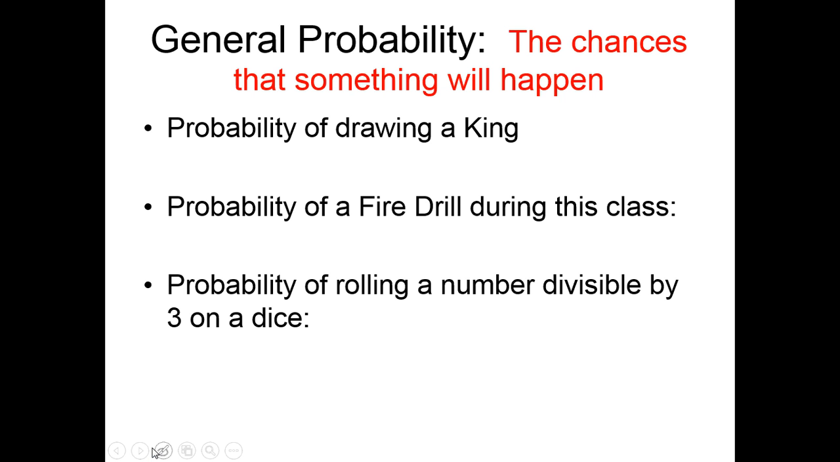That is the chances or the likelihood that something's going to happen. For example, the probability of drawing a king out of a deck of cards. You would be thinking to yourself, well, there's 4 kings out of 52 total cards, so that would give me a probability of 4 out of 52, and I could divide that to convert that to a percent.